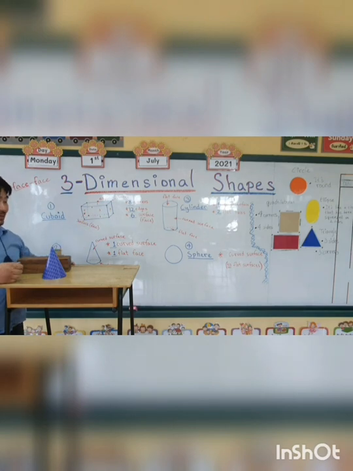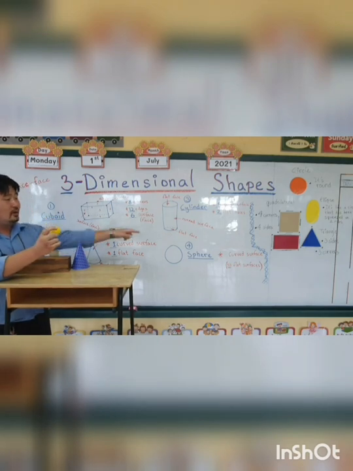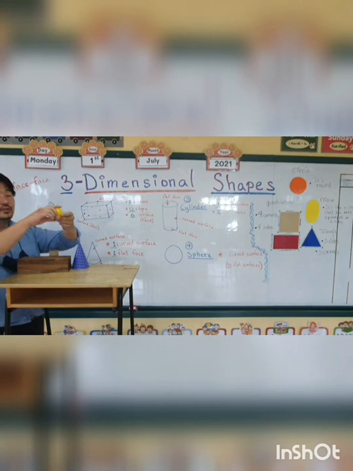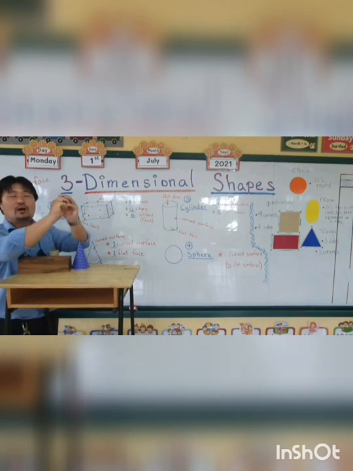Okay? And now lastly, the sphere. And this is a sphere, a solid. So it only has one curved surface that goes all the way around. No flat surfaces, no edges, no corners, no sides, only one curved surface that goes all around.